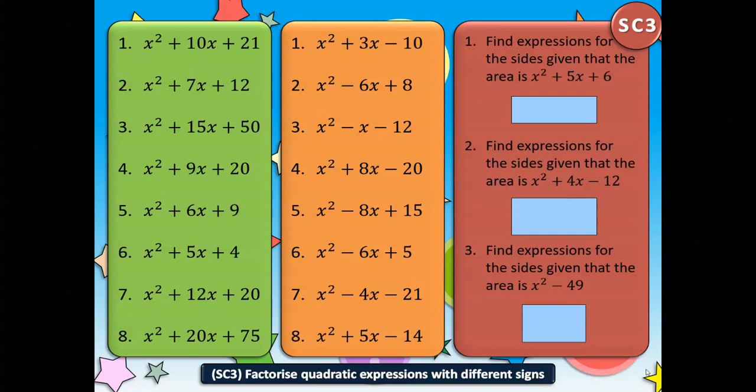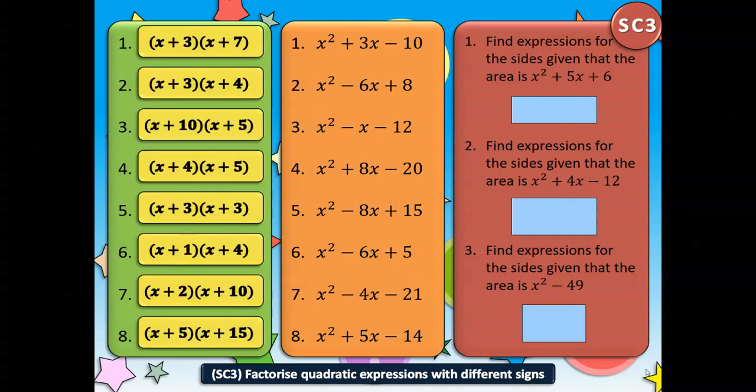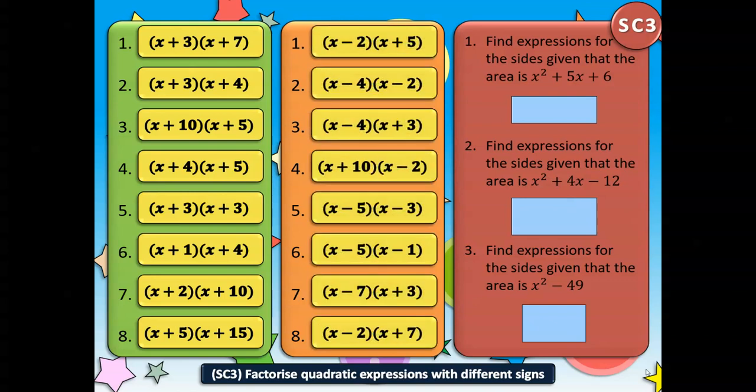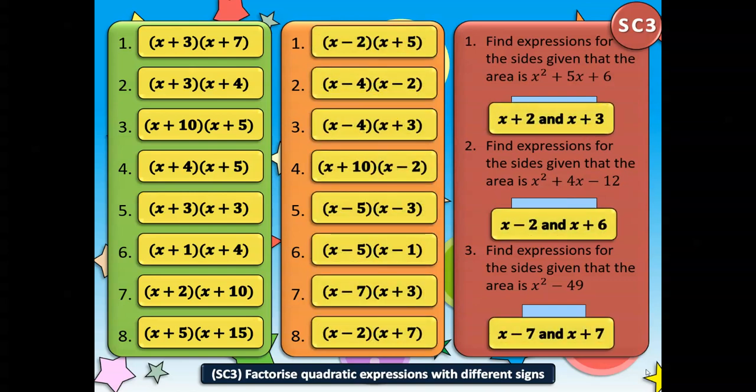Here are your answers. So there's your green answers. There's your amber answers. And there's your red answers.